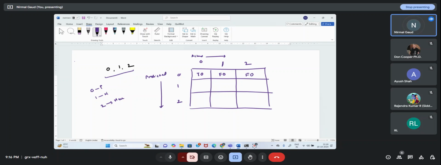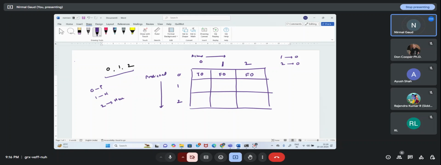That means in this particular case, the model wrongly predicted 1 as 0. Here the model wrongly predicted 2 as 0. So for 1 also the model is saying 0, and for 2 also the model is saying 0. Understand?